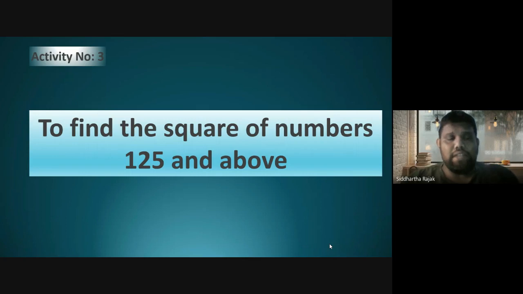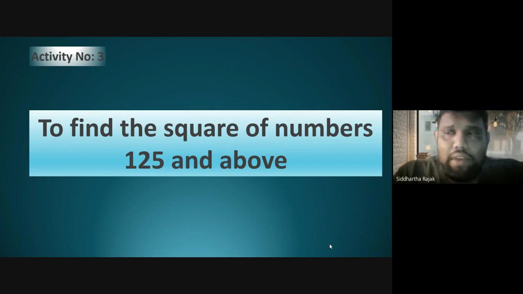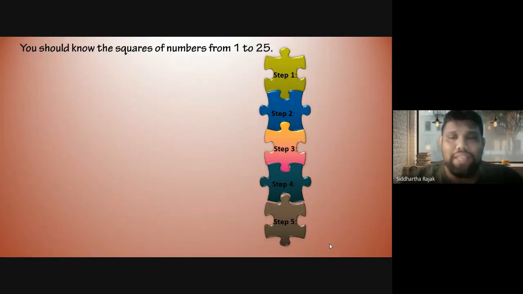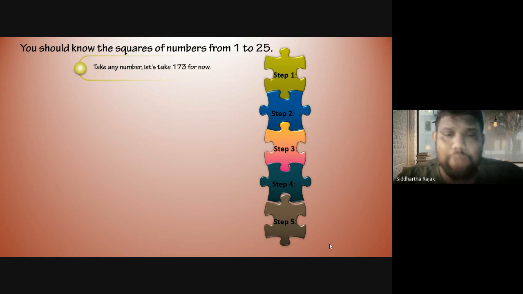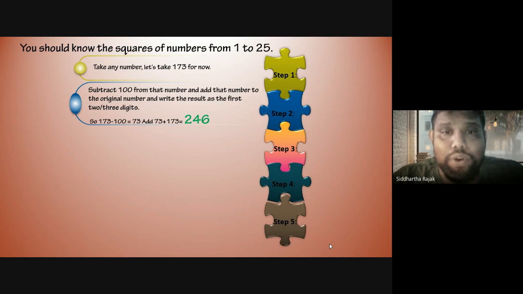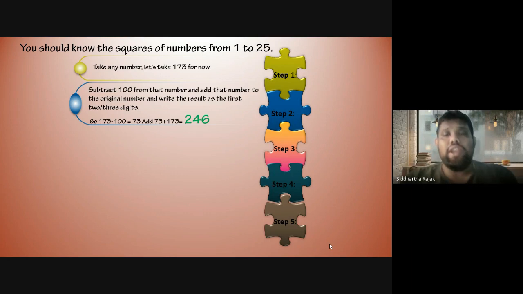So moving on to the third activity of the slide. What if the number is 125 and above? Even if we know the squares of numbers from 25 to 75 and 75 to 125, we can find out the squares of numbers even higher than that. We can follow these steps to do so. Step number one is taking a number, let's say 173 for now. So I need to find the square of 173. You'll use the same technique you used in the previous slide. You know that 173 is 73 more than 100. So you add 73 to 173, which becomes 246, which is coded in green on the screen.